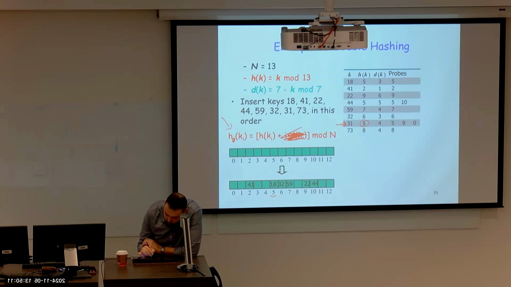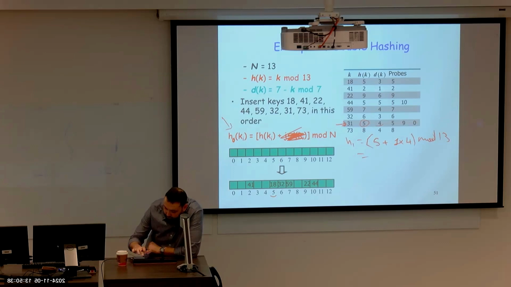I should go to H1 after that. No, H1, I need to calculate H1. So what is my HK? 5 plus, now J is what? 1 times what? DK. What is my DK? 7 minus K mod 7. It's going to be 4. So that means times 4, and then mod 13. That's how I'm going to get my answer.